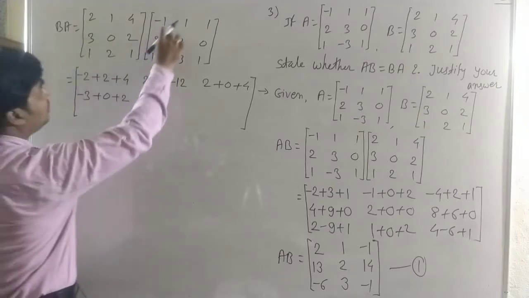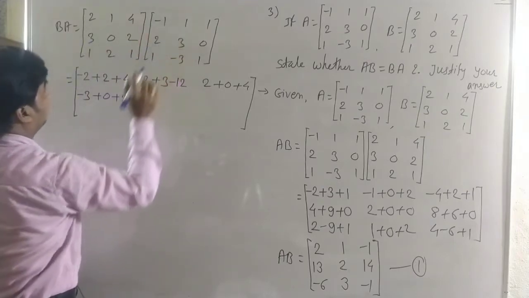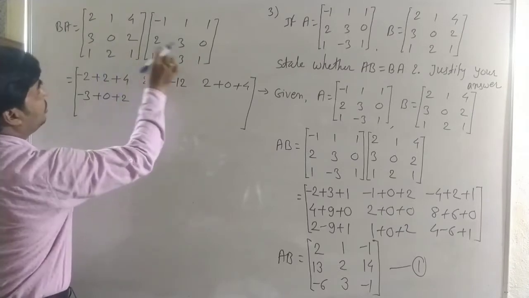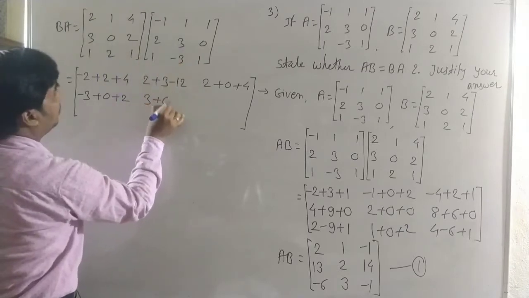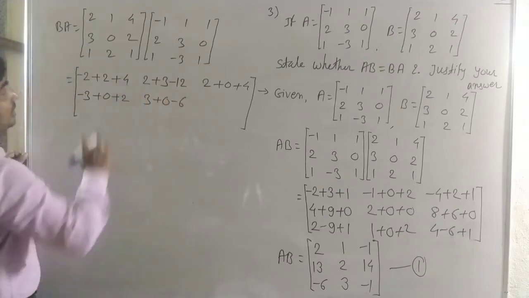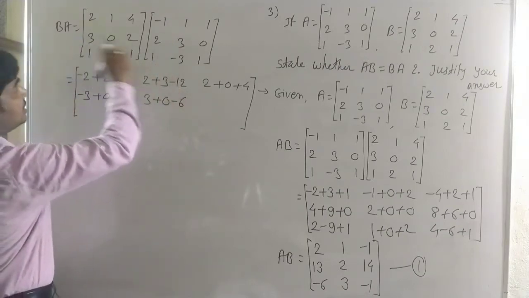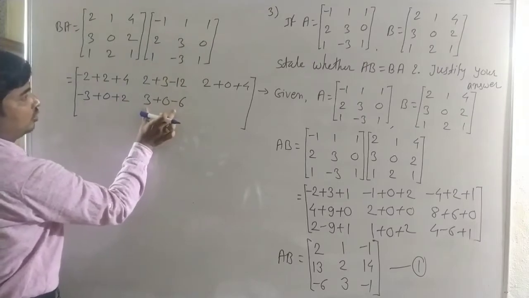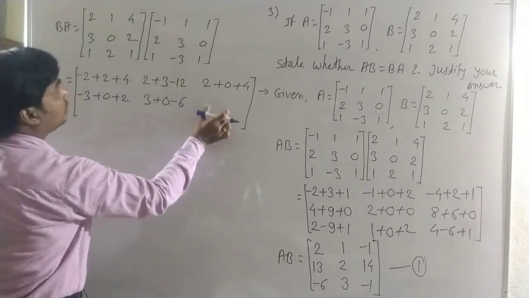Then second row, second column. 3 into 1, it is a 3. 0 into 3, it is a 0. And 2 into minus 3, it is a minus 6. Okay. 2 into minus 6, it is a second row, second column. Now it is a second row, third column.